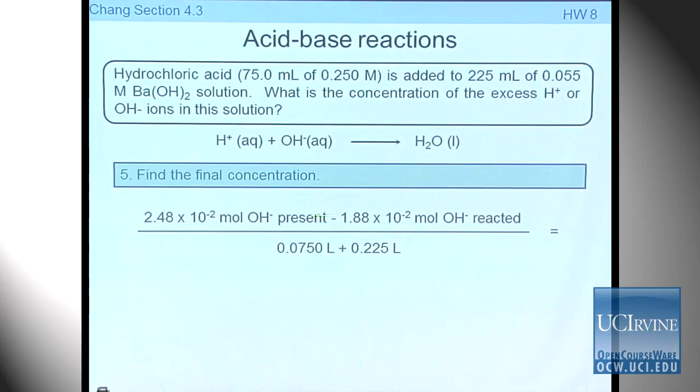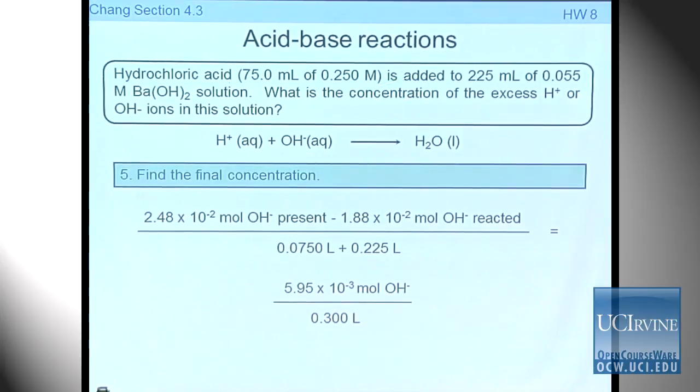So if I subtract these two from one another, I have what I have left in the solution in terms of moles. This minus that is the number of moles of OH minus left after the reaction. Okay? This is the number of moles of OH minus. This is the total volume. This volume plus that volume is here. And if you divide the number of moles of OH minus by the total volume, you find the molarity of OH minus. Okay? And that's the real question here.